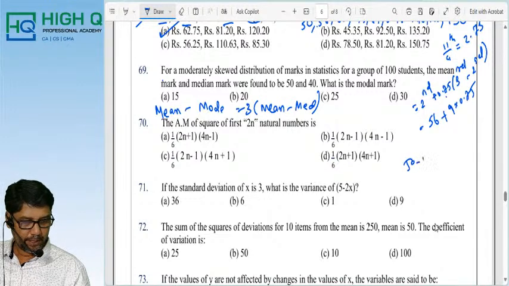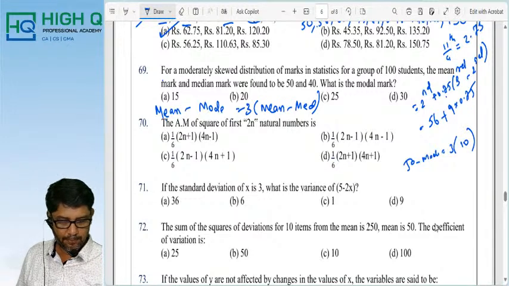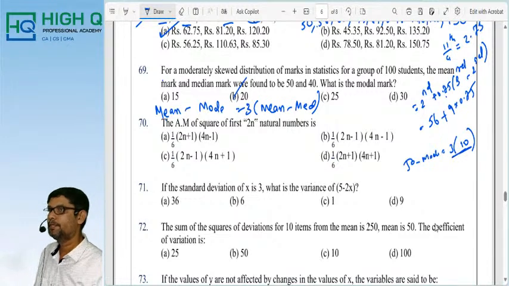So 50 minus mode is equal to 3 into 10... 50 minus 40 is 10. Am I right? 30, 20. I'm getting 20. Mode is 20.